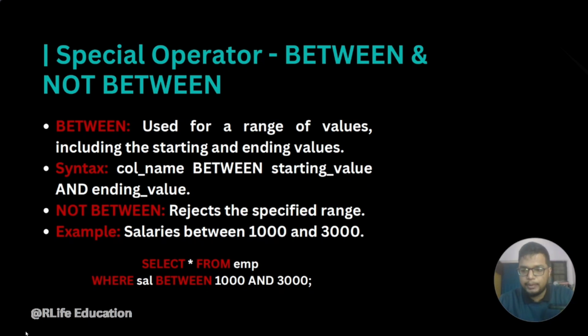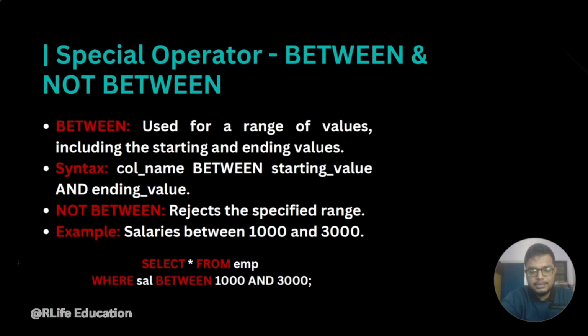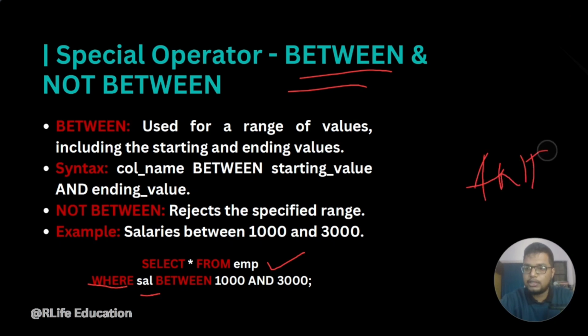Now, the BETWEEN and NOT BETWEEN operators. We know one thing. In the case of IN and NOT IN, whatever IN does, NOT IN does the opposite of it. This is the speciality of these special operators. Whatever IN is going to do, NOT IN does its reverse. Here we do the same thing: select asterisk from employee. We know we have to select all the employee details. Then we provide the condition where salary is between 1000 and 3000. Whenever you use the BETWEEN operator, you must remember one thing: you have to use the AND operator along with BETWEEN.